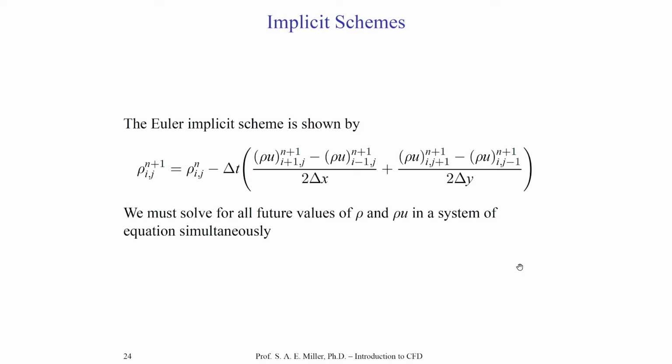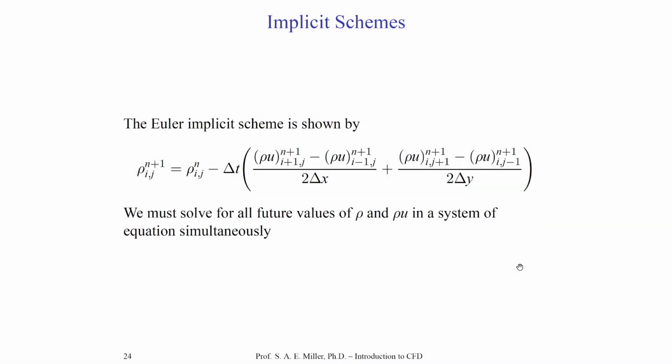Here is the most classic Euler implicit scheme. Here we have rho of n plus 1 at ij equals rho of n at ij minus delta t times the residual on the right-hand side of the equations, which we discussed earlier, of the two central order finite difference stencils. And we've placed them at n plus 1. So you can see we would have to solve for this scheme all future values of rho and rho u. We would also have to do this to, of course, the Navier-Stokes momentum equations. That can be very difficult, of course.